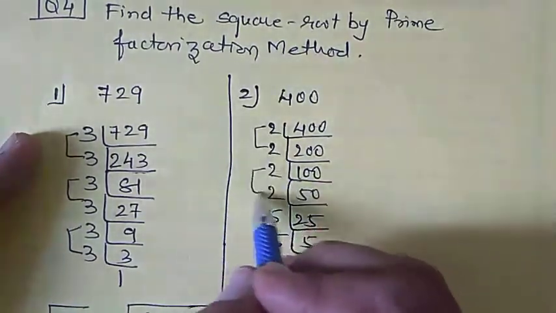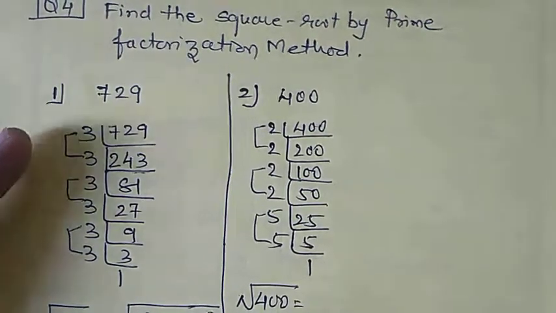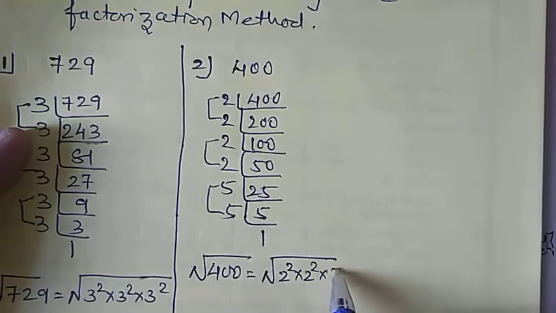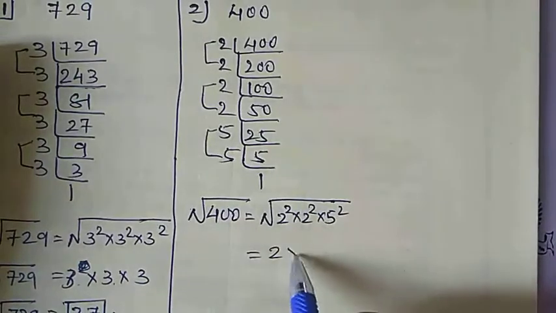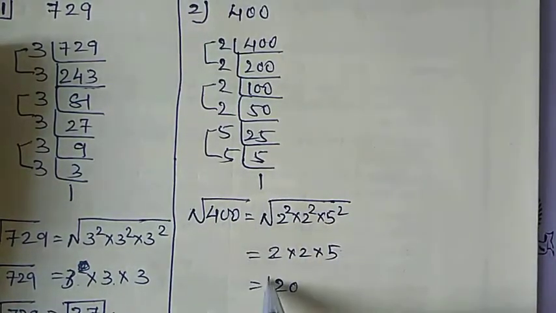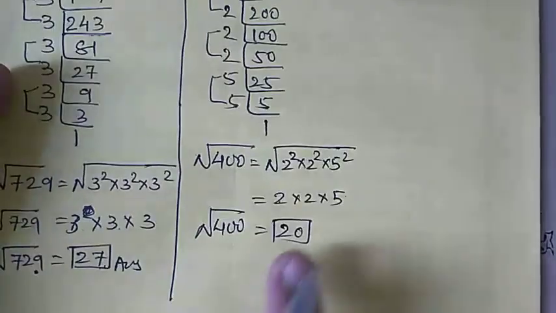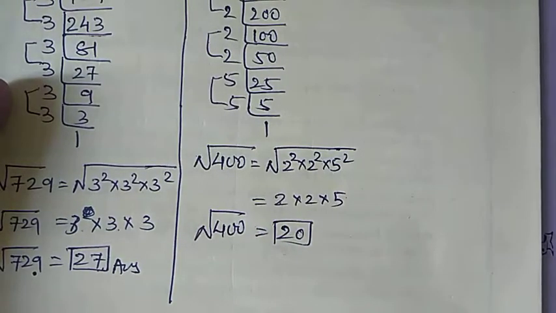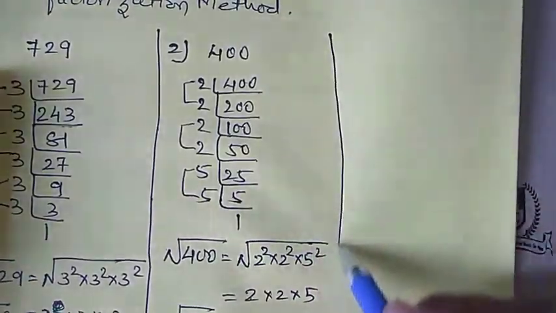So I can make pairs of two numbers. Here, root 400 is equal to root of 2 square into 5 square. So the root gets removed and you will get 2 into 2 into 5, that is 2 fours are 4, 4 fives are 20. So the square root of 400 is 20. Clear?